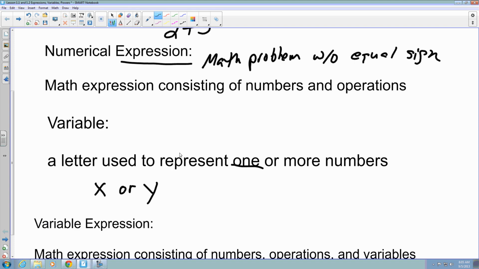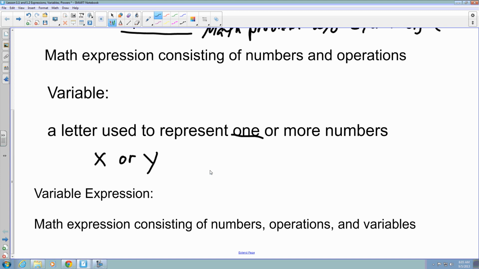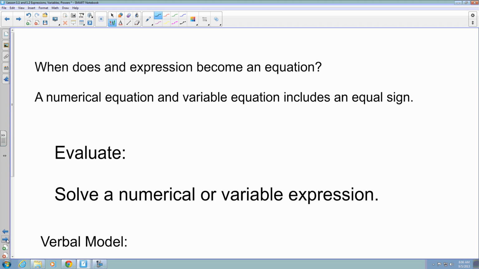And then the next one that we have here is variable expression. So we're going to take both of the definitions up top and kind of combine them. So it's going to be a math expression, which we talked about was a math problem without an equal sign, which consists of numbers, like the 2 and 3 we had up top, an operation like multiplication, division, addition, or subtraction, and a variable, so it would have an X or a Y. So keep those in mind when we start talking about different concepts and different things that it's going to help us throughout our math careers.